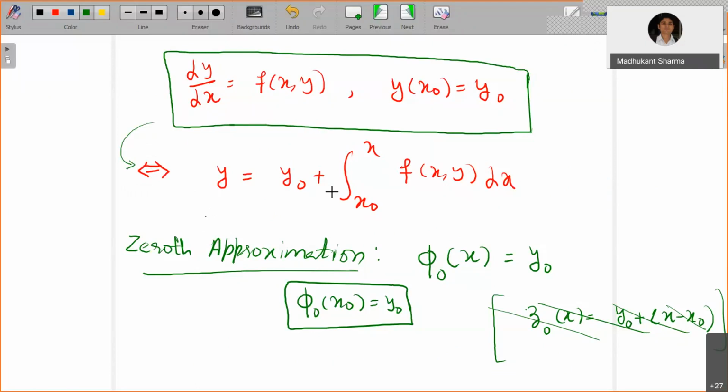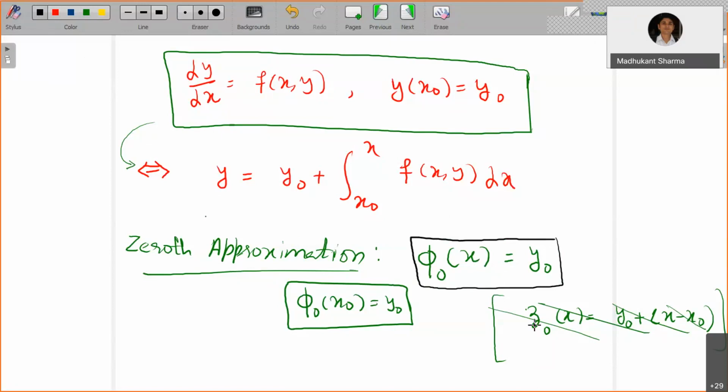Then what Picard's iteration or Picard's approximation does is, he has started with the zeroth approximation. Here for the zeroth approximation, he has decided to work with the constant function, phi naught x equals y naught. For starting purposes, as I already mentioned, instead of this constant function you can choose any other function as well which will satisfy the initial condition. Then you can start looking for the next approximation and so on.